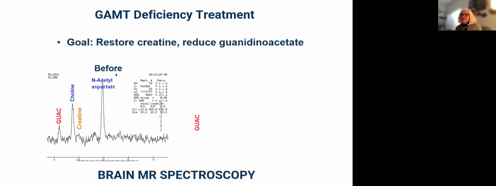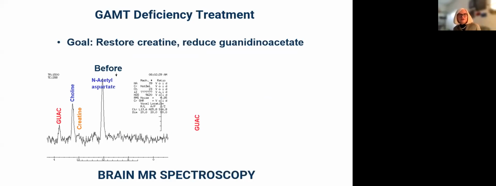effective. Again, how do we measure the effectiveness of the treatment? Well, we are looking at the outcome, of course, the patient outcome. We look at the guanidinoacetate in the patient, which goes down with the treatment. And also we look at MR spectroscopy.